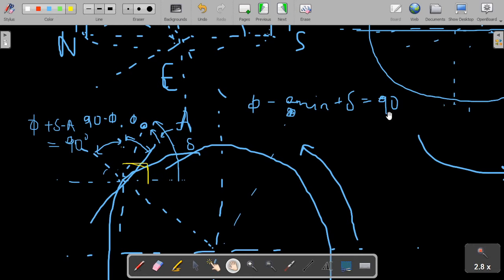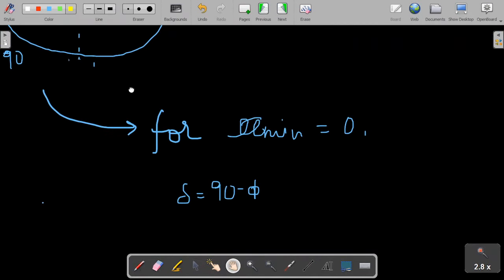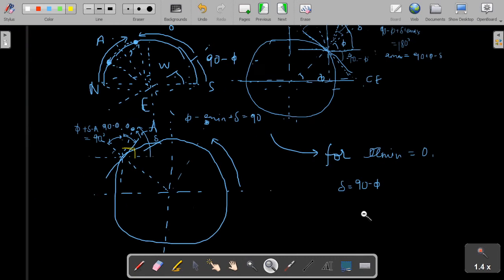Now the condition for circumpolarity is basically that A min is greater than 0. That is, the star is visible at all times. So suppose for the limiting condition of a circumpolar star, we tend A min to 0. So we basically get delta, or the declination of the star, is 90 minus phi. That's it.